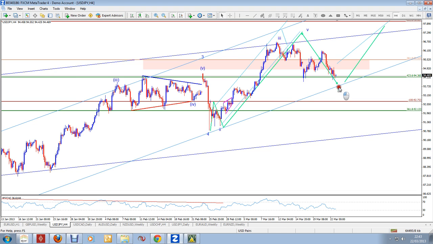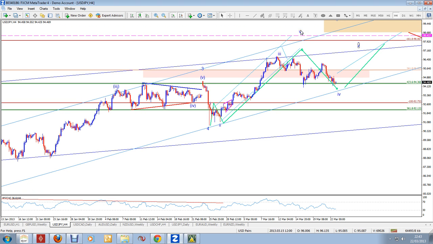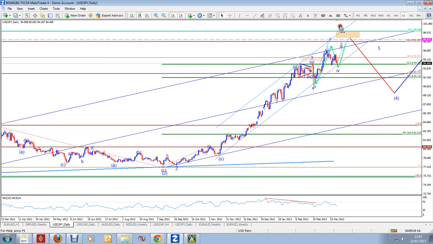That one goes over there. Okay. Then once we finish that, that would complete this larger wave 3 before we get a deeper retracement.